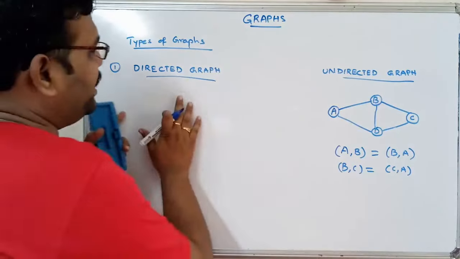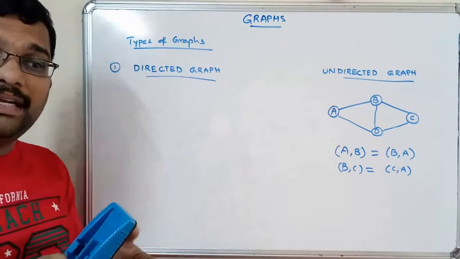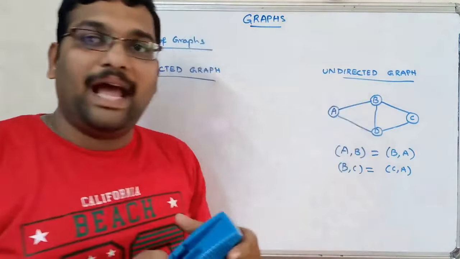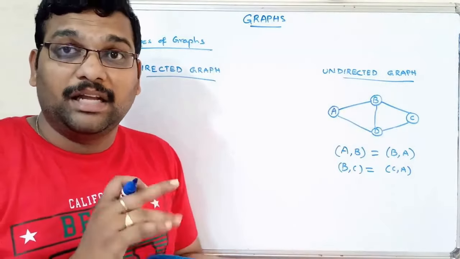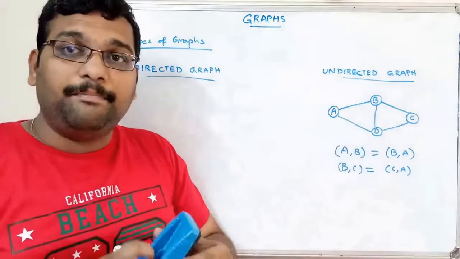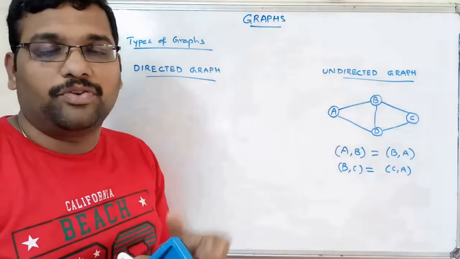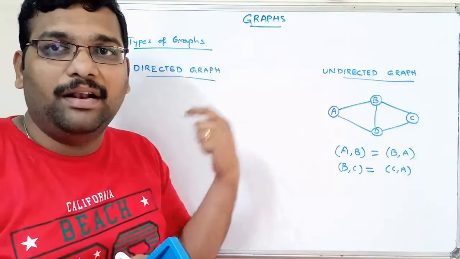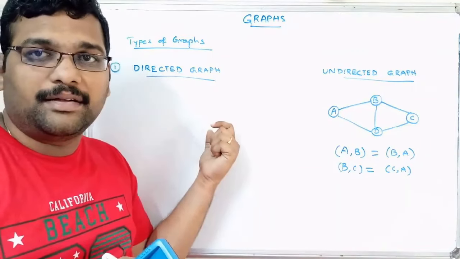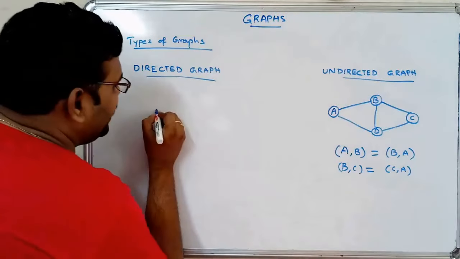Coming to the directed graph, as the name indicates, every edge will have a specific direction. So this we can call bidirectional, and this we can call unidirectional. Only in one direction we can travel through the edges. Let us take an example here.